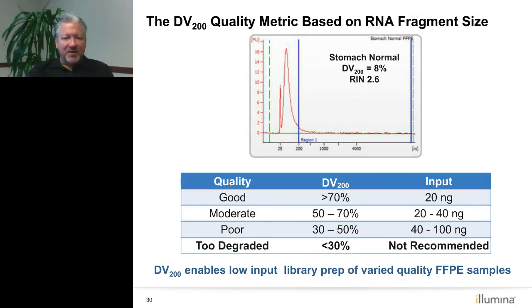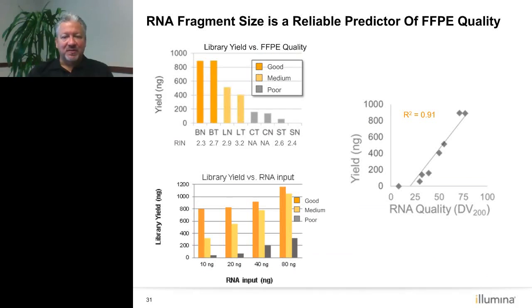So here's one of the poor quality samples. Like I said, this would not be recommended. This is the stomach normal. The DV200 is 8%. We've tried hard to make a library out of this. We can make a teeny little bit of library, but it's really not a robust process. This RNA is probably degraded because normal stomach tissue has a lot of RNase activity in it, and so the RNA is probably very difficult to get out of stomach tissue.